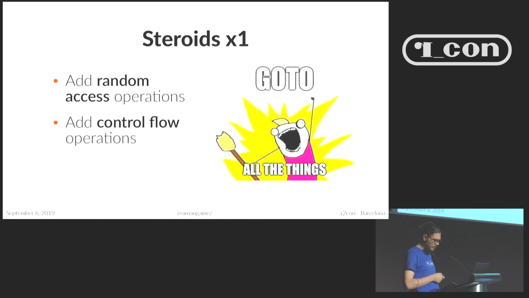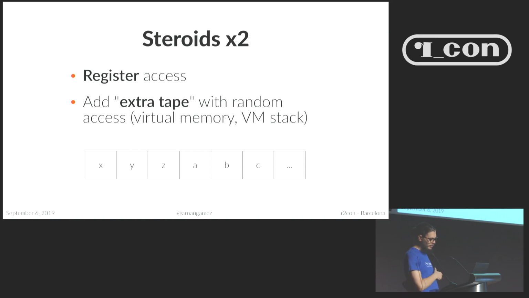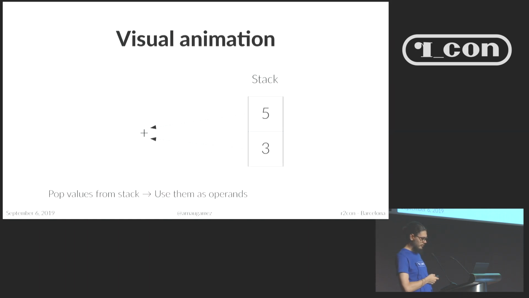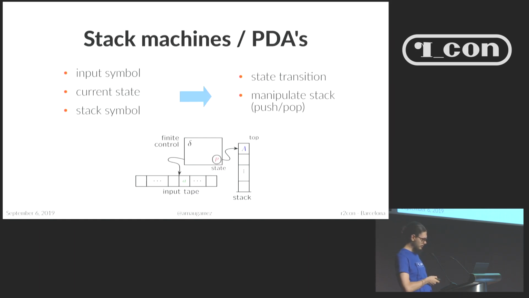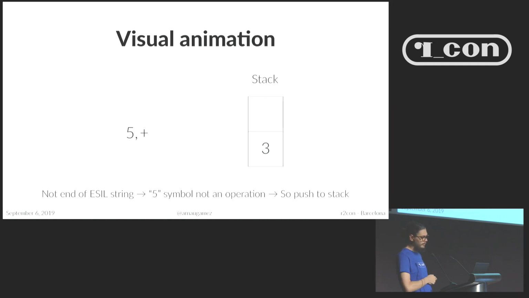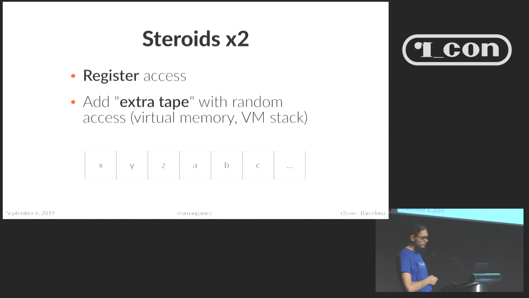And by cheating, I mean adding random access operations and adding control flow operations to ESIL. Those are basically the asteroids part 1. And the asteroids part 2 is adding register access. So we want to have register access, and for that we will also add an extra tape. If you remember this image here, we have the tapes. So we will add an extra tape that will serve as virtual memory. It will be the ESIL virtual machine stack, so we will be able to use it as virtual memory for the virtual machine.